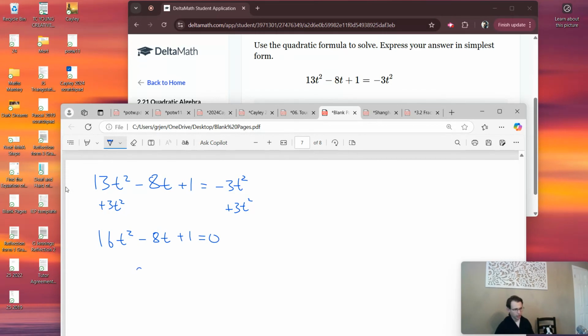Okay, so then we create our little sheet. A equals 16, B equals minus 8, and C equals 1. And then we sing the song. T equals, I thought it was X equals. Well, here we've got T, so whatever. T equals negative B plus or minus the square root of B squared minus 4AC over 2A.